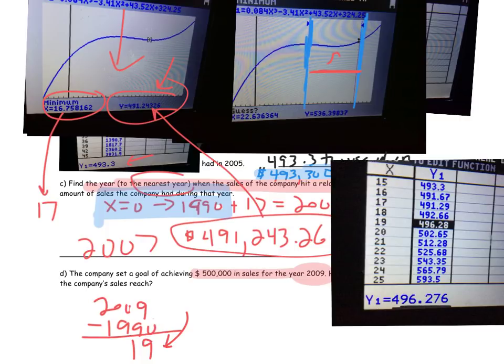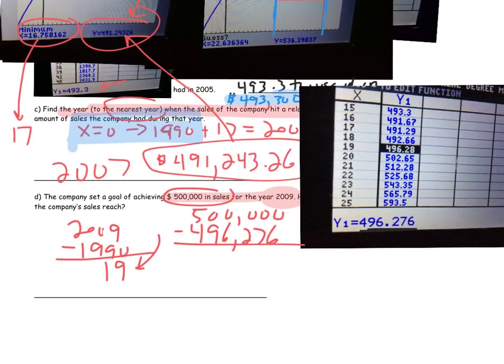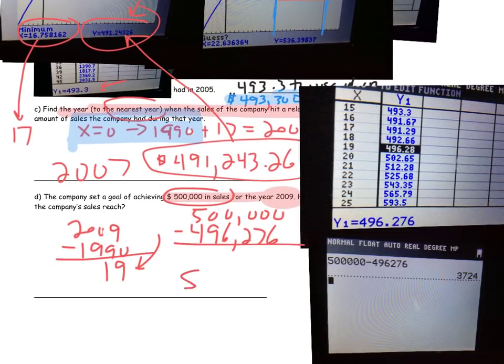So here the sales were $496,276. The goal was $500,000 in sales. So how far from the goal did they reach? If I just subtract those two values, they were $3,724 away from their goal.